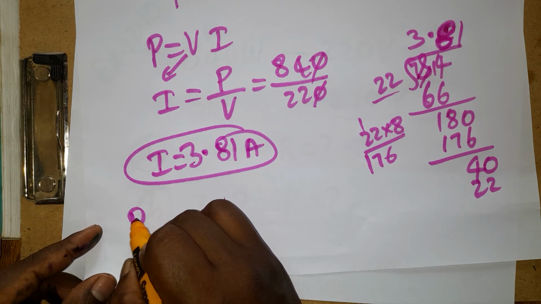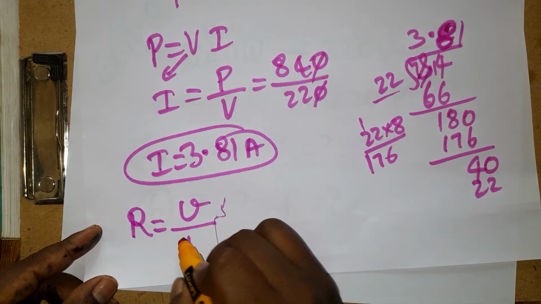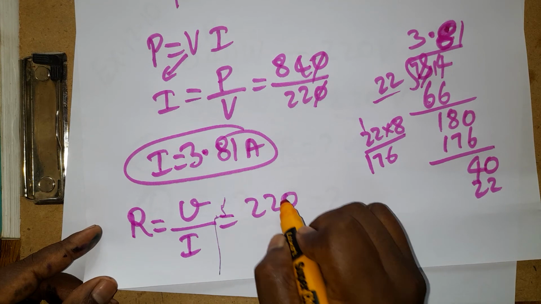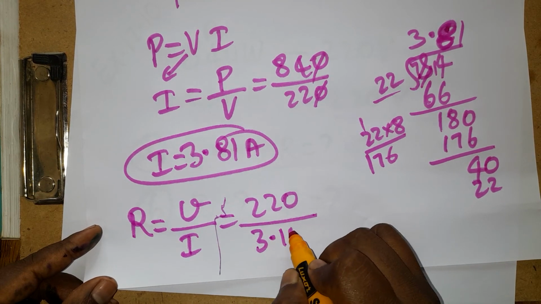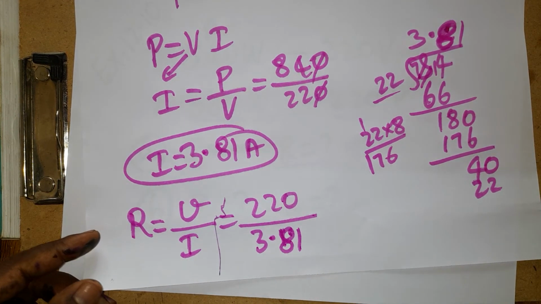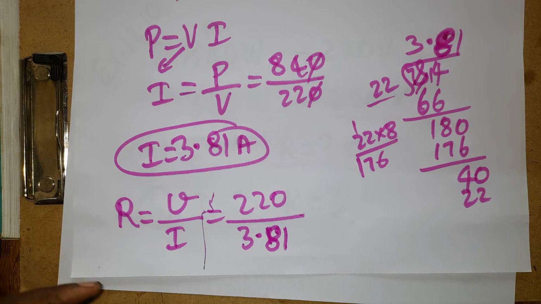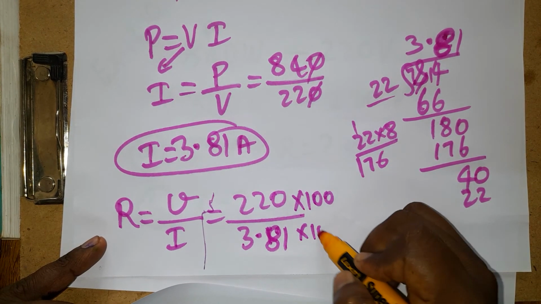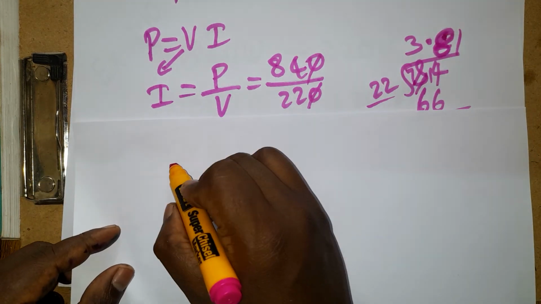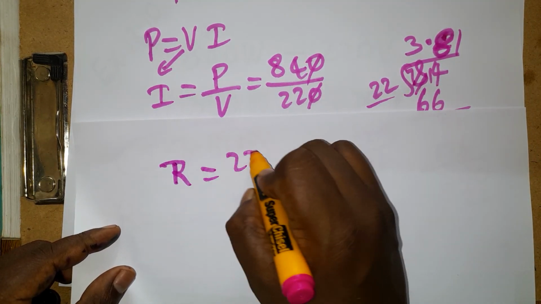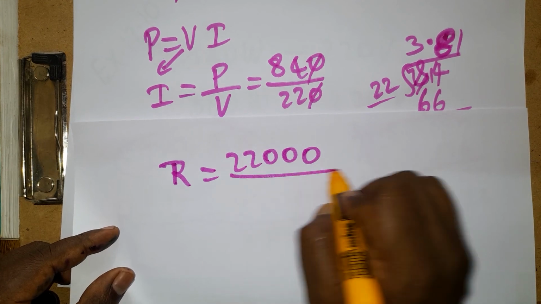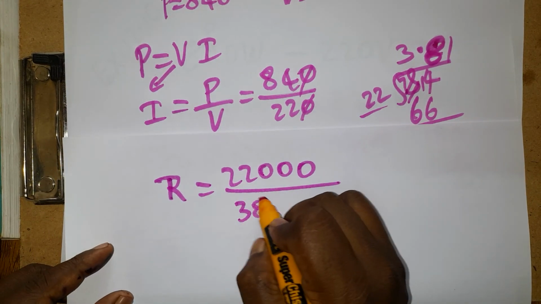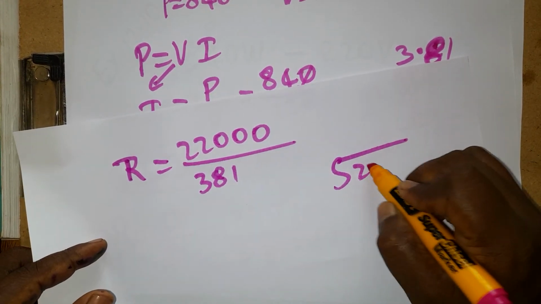Now I want the resistance. R is equal to V by I. What is V? 220. What is I? 3.81. Now the calculation we should do: multiply numerator and denominator by 100 to bring the round number. Just a calculation I am doing. So R is equal to 22000 divided by 381, just direct division only.